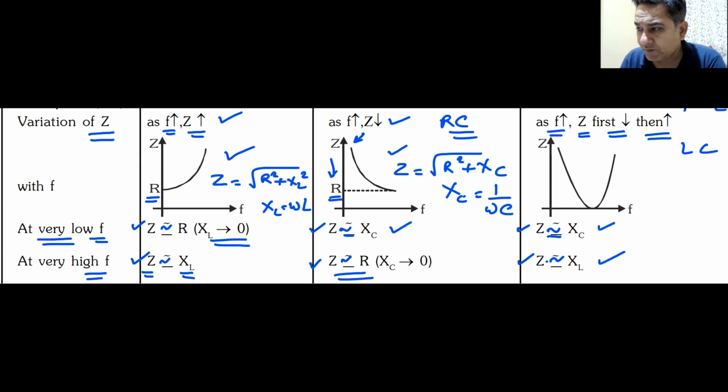I hope you have noted this down. The graphs. What is the graph of RC? The first one is the graph of RL or LR. The second one is RC. The third one is LC. I hope we have understood this. Remember these graphs. Straight away a question will come. You can just take it away. Two seconds and you are done.